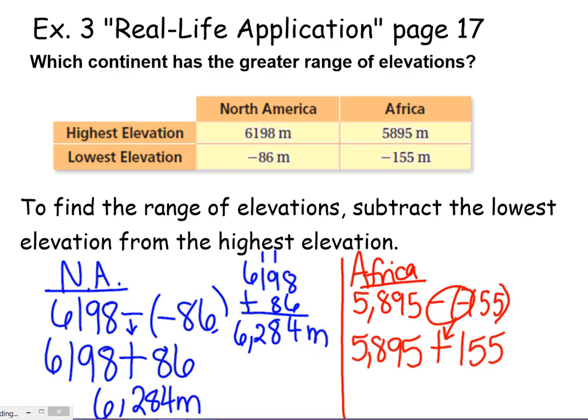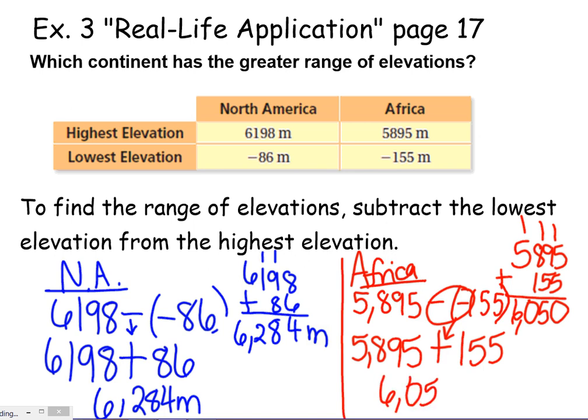Now this time, let's work it out off to the side. 5,895 plus 155. 5 and 5 is 10. 10 plus 5 is 15. 8 plus 2 is 10, and we regroup. 5 plus 1 is 6, so we get 6,050 meters in difference. Let's double check my work to make sure I don't make any mistakes, and it looks good.